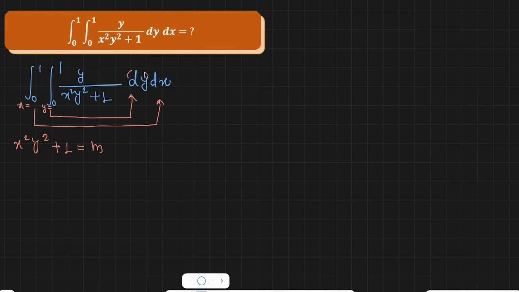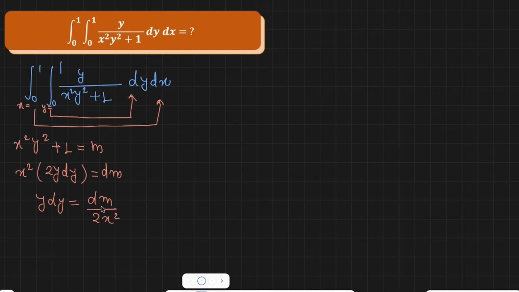Then what will happen? I am integrating with respect to y, so I will differentiate with respect to y. So it will be x square as it is. This will be 2y dy. Okay, 2y dy is equals to dm. I have y dy here, so I will keep y dy this side, and all other I will send to the right side. Okay, so this is my dm over 2x square.